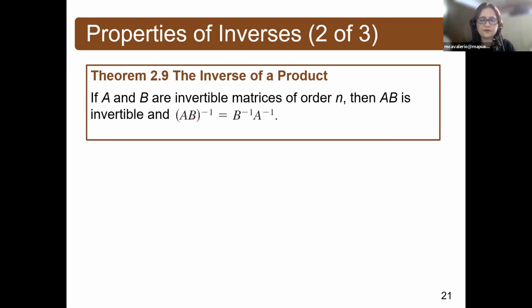Now, how do we find the inverse of a product? What is the theorem about the inverse of a product? If A and B are invertible matrices of order n, then AB is invertible. That is, the inverse of the product AB is the product of the inverses of B and A in this order.